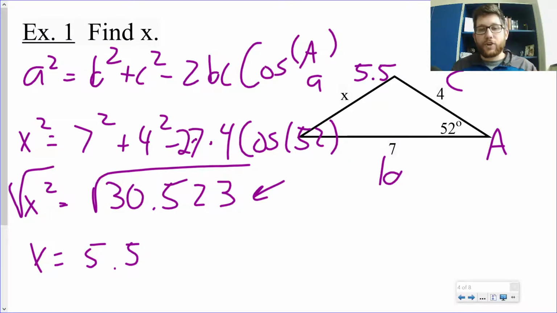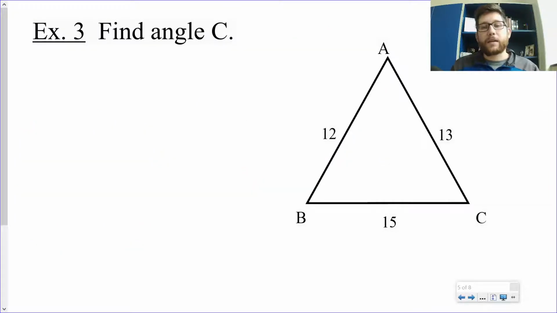So that's if you're solving for a side. Say you have side angle side, you're solving for a side. That's not too bad. You plug it in, it spits out an answer, take the square root, thumbs up, we're ready to roll. All right, this is where things get a little more complicated. Let's say I want to solve for an angle. Let's say I want to solve for angle C here.